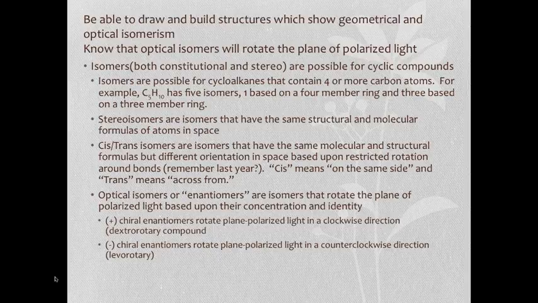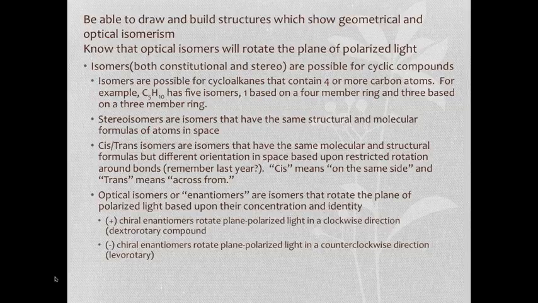Optical isomers, or another name for them, enantiomers, are isomers that rotate the plane of polarized light based upon their concentration and their identity. So if you put polarized light through a liquid of this enantiomer, it will rotate the plane that the polarized light comes out of the solution.